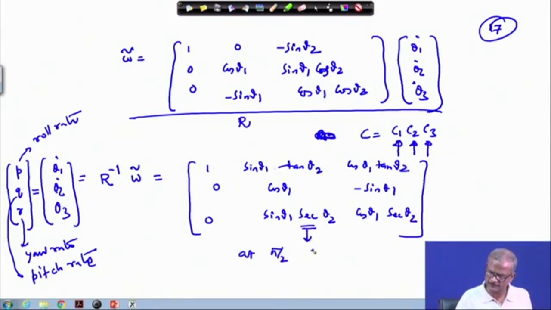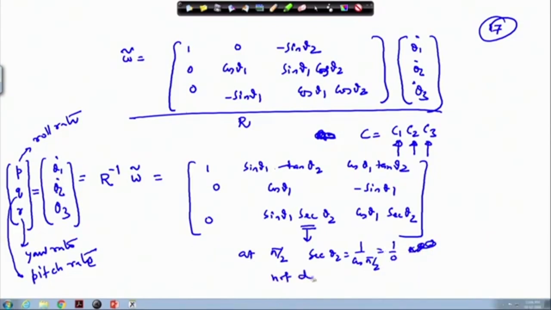You can see that this sec theta 2, at pi by 2, becomes 1 by cos pi by 2, meaning 1 by 0. So this is not defined at pi by 2. This inverse matrix, R inverse, is not defined at theta 2 equal to pi by 2. So, this is the singularity. Okay. So, here we have omega 1, omega 2, omega 3.